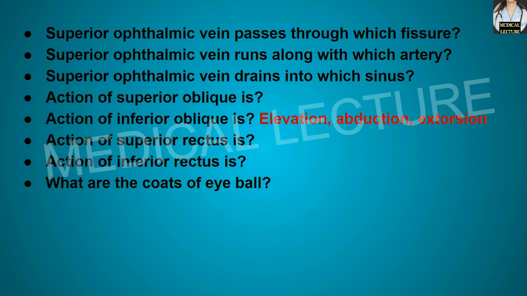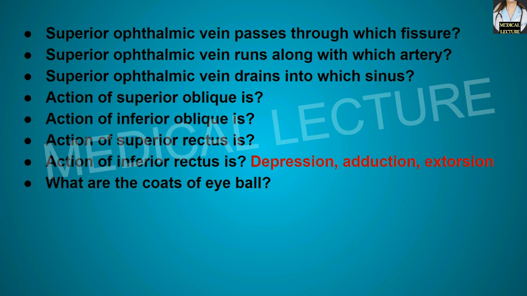What is the action of the superior rectus muscle? So it causes elevation, adduction and intorsion. What is the action of the inferior rectus muscle? So it causes depression, adduction and extorsion.